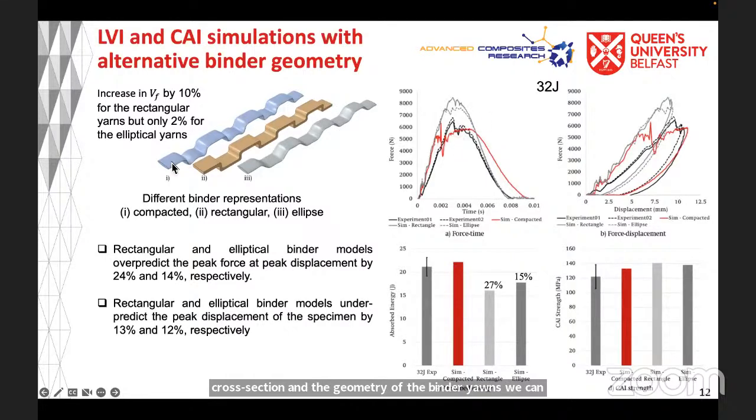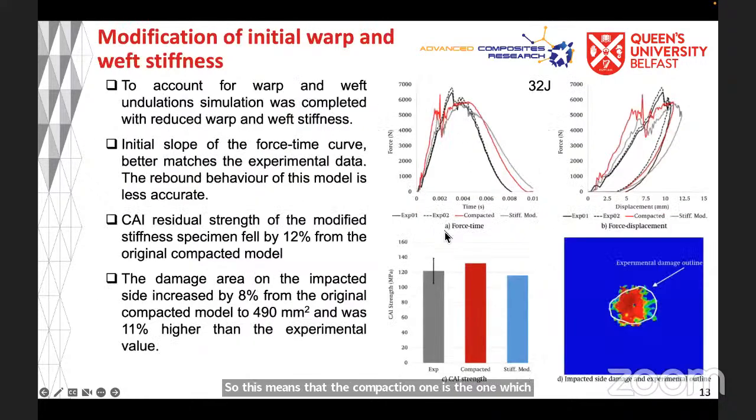So this means that the compaction one is the one which provides the most accurate result. And again, this is a study where we can also change the stiffness of the different layers.